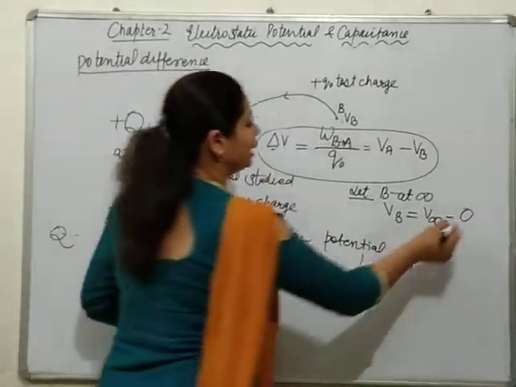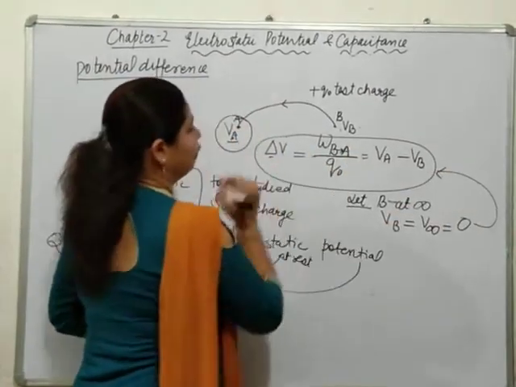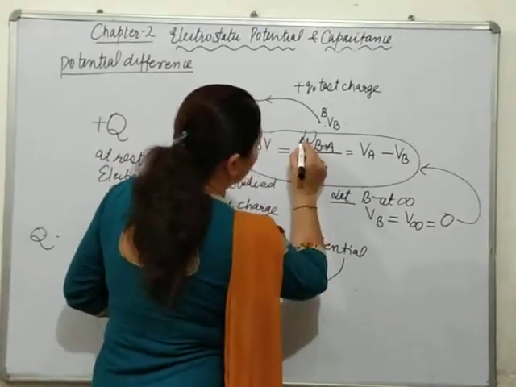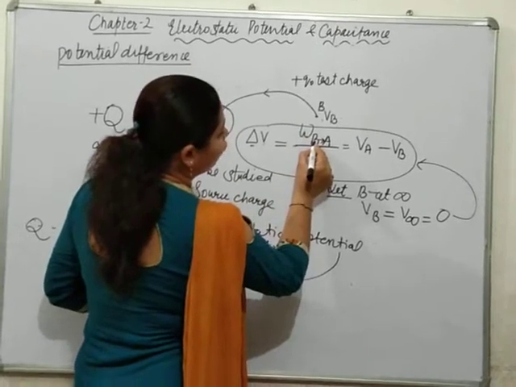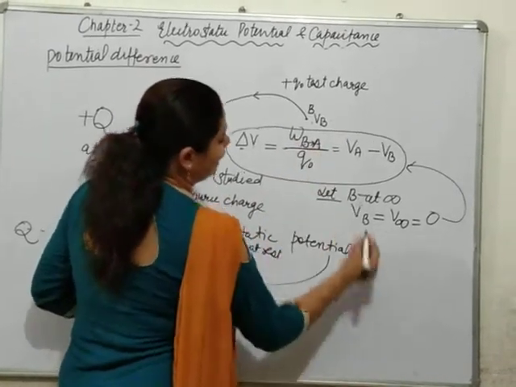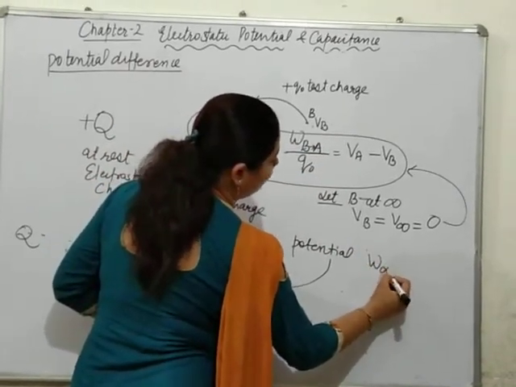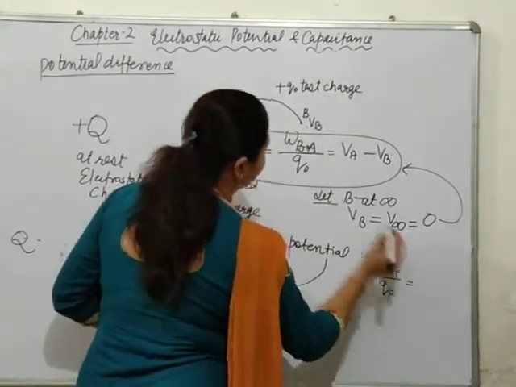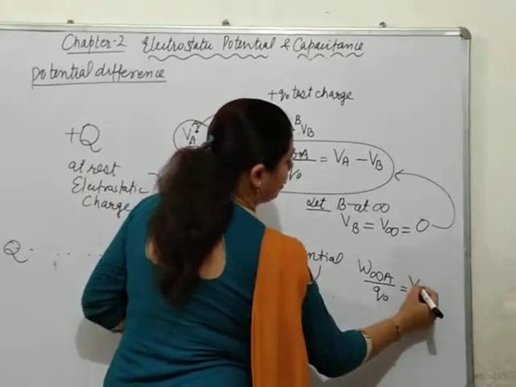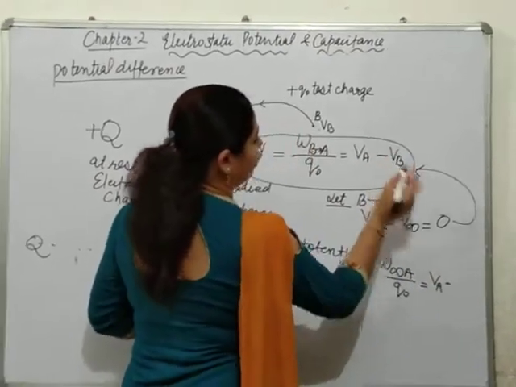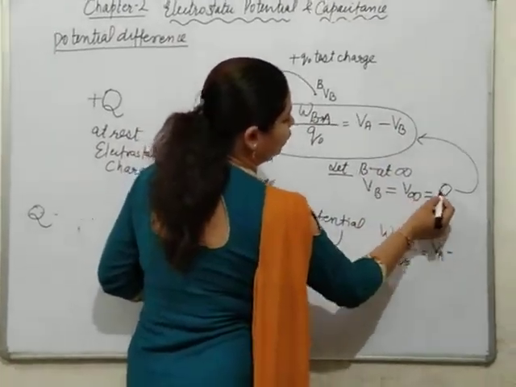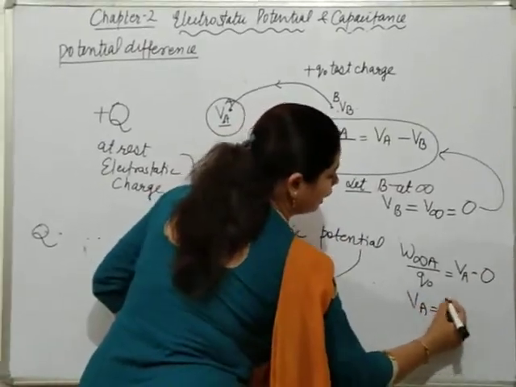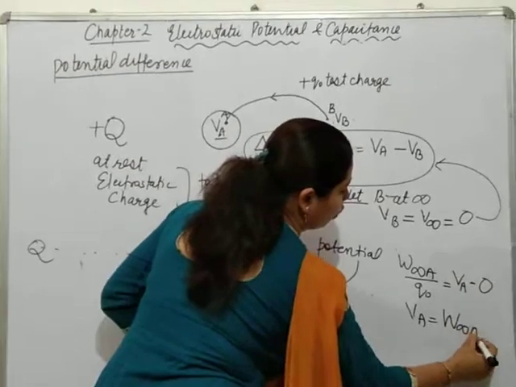Now substituting these terms in this, what will you get? The work done to move the particle from B to A, and since B is at infinity, from infinity to A per unit charge, is VA minus VB. And what is the value of VB? That is V of infinity, which is 0. So you have received the definition of potential now.